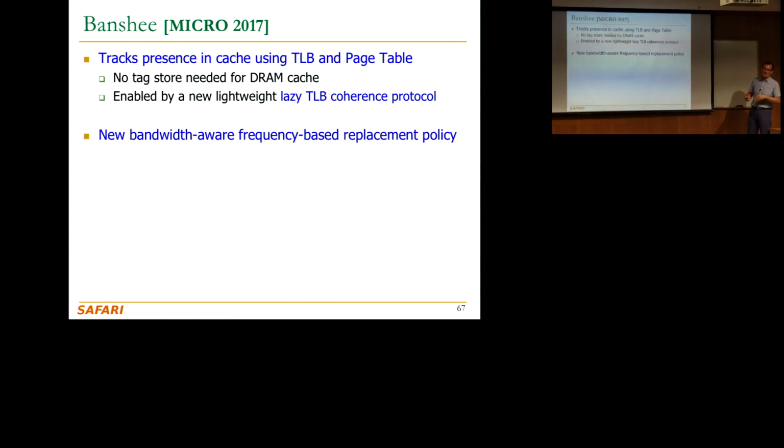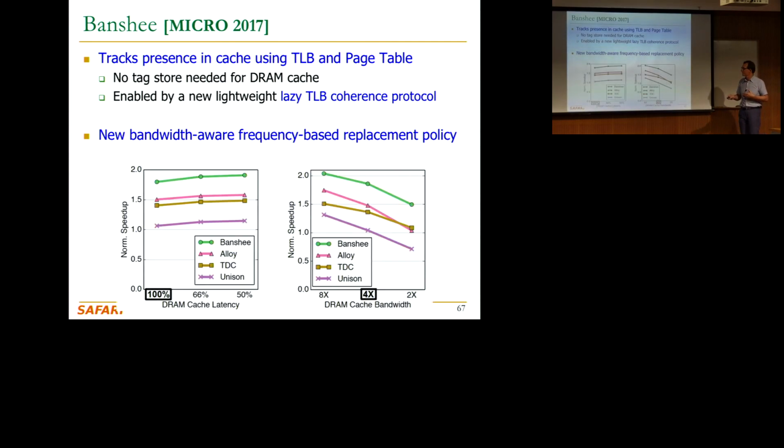And there's another contribution, which is the bandwidth-aware frequency-based replacement policy. It basically tries to save bandwidth. If you look over here, this is the DRAM cache latency, and this is the speedup that you get. And this is the DRAM cache bandwidth compared to the baseline, compared to the slower memory technology. We're assuming cache latency is similar to the other technology, but cache bandwidth is much higher. And you can see that the performance improvement of this caching mechanism is relatively higher.